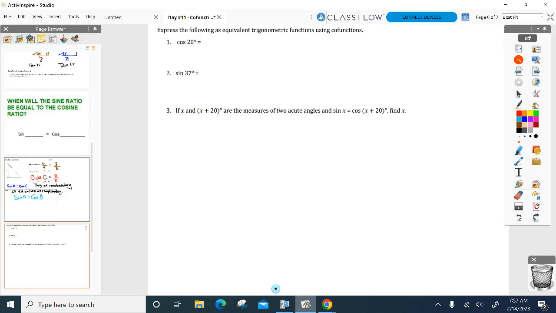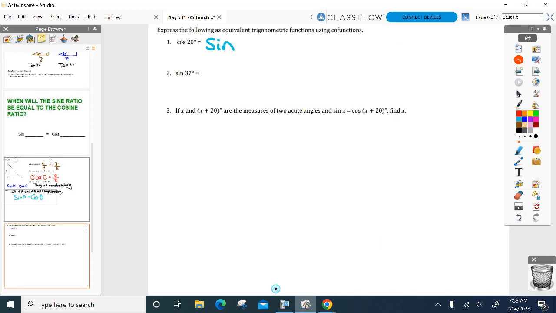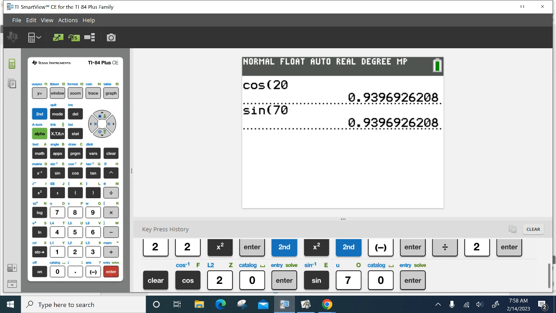Here's how we find it. Cosine of 20 will be equal to the sine. What did we just write down in your conclusions? If cosine and sine are set equal to each other, their angles have to be complementary. So the cosine of 20 will be the exact same as the sine of what's complementary to 20? 70. Try it out, everyone. Sine 70. Boom, we got a winner. Are you starting to see it now? Sine and cosine will always be equal to each other, only if their angles add to 90.